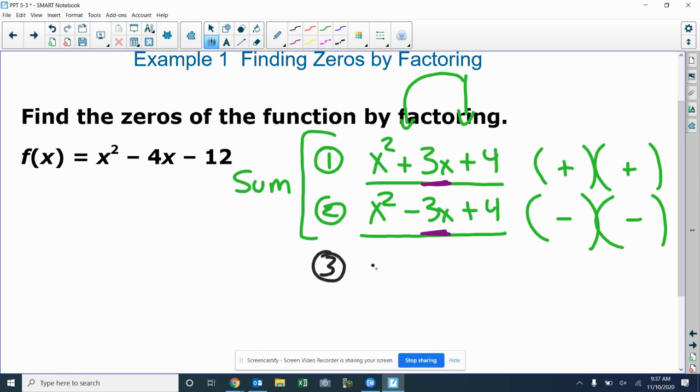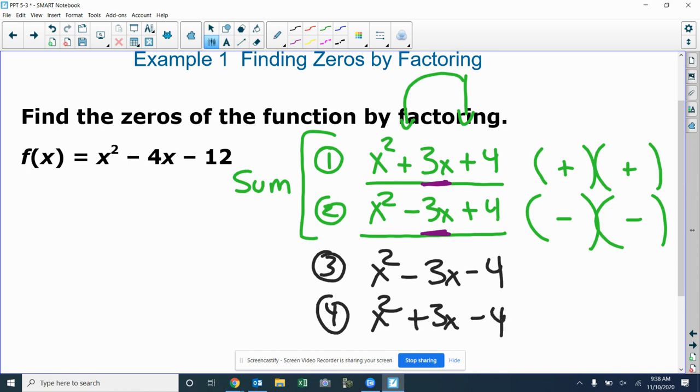All right, our second type would be this. Number 3, we might have x squared minus 3x minus 4. And number 4 is x squared plus 3x minus 4. Okay? This is minus in this second one right here. This is a negative number right here. Up here was positive. That's negative.